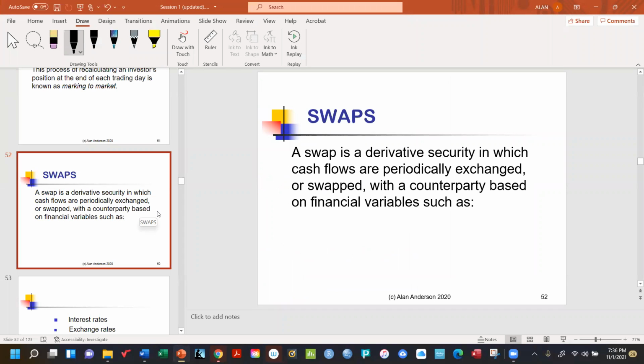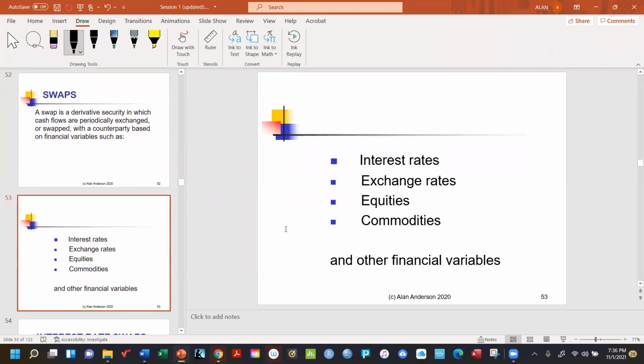Now, as is happening with all the derivatives markets, originally, the swaps were primarily based on interest rates and currencies, but in the meantime, they've been expanded to so many different areas. So you can trade currencies, you can trade interest rates, exchange rates, equities, commodities, you name it. It can be traded through a swap.